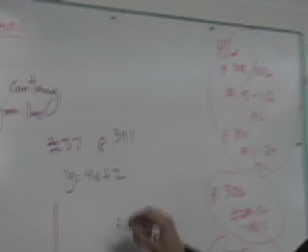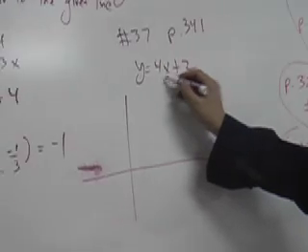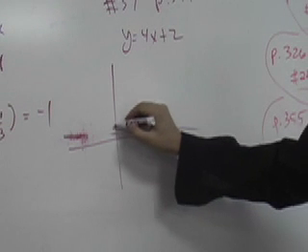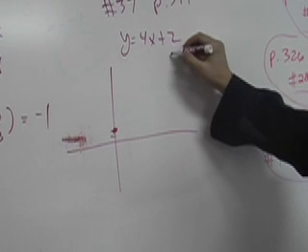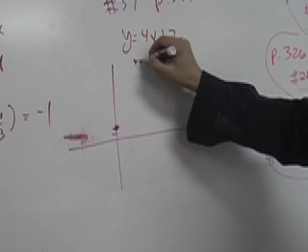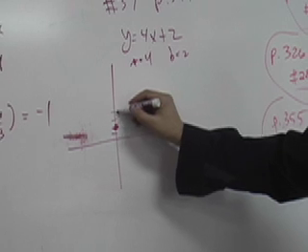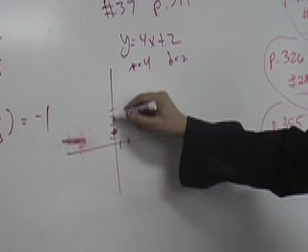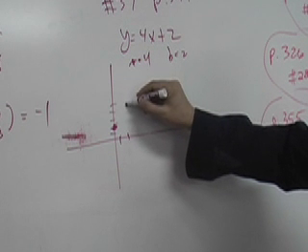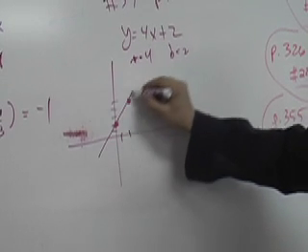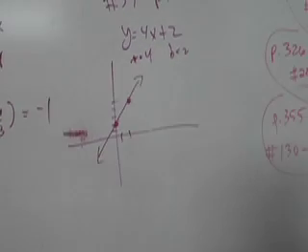First of all, we graph this. The slope is 4 and the y-intercept is 2. So there's our first point. This is b equals 2, m equals 4. And this means rise 4, run 1, 2, 3, 4, run 2, 1, 2. And there we go. That's our first line.